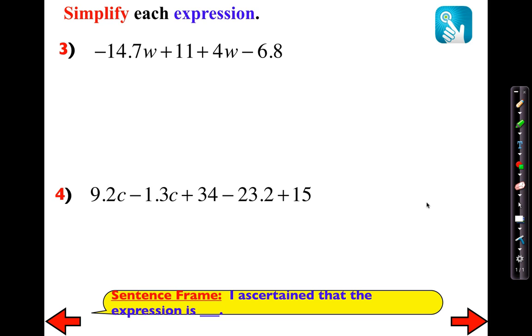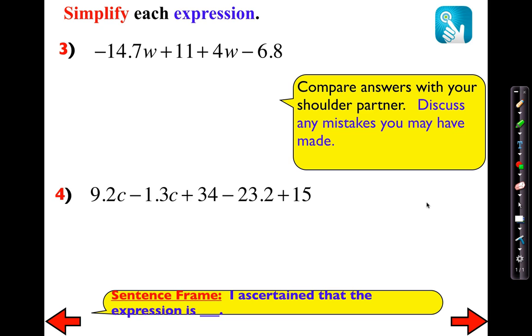Okay, so let's see how well we did. I'm going to go ahead and go over the answers. So for number 3, your answer should have been negative 10.7W plus 4.2. For number 4, the answer should have been 7.9C plus 25.8.